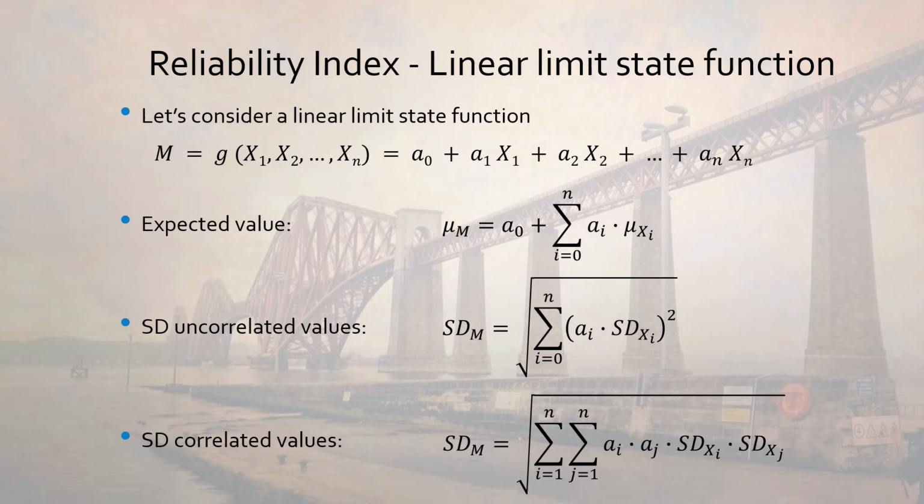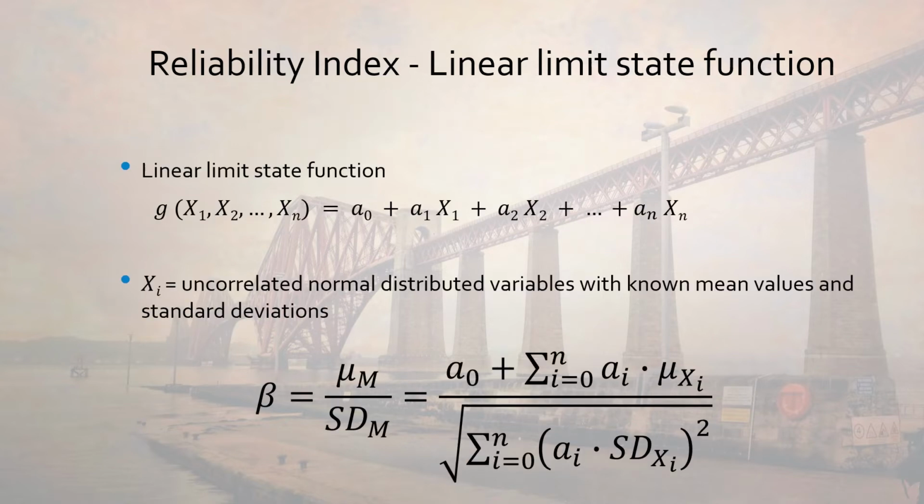To write the function mathematically stringent, the limit state function becomes a0 plus a1 times x1 plus a2 times x2 and so on until an times xn. The expected value will be a0 plus the sum of ai times the mean value of the xi parameters. The standard deviation can also be established in the same manner for uncorrelated parameters and correlated parameters.